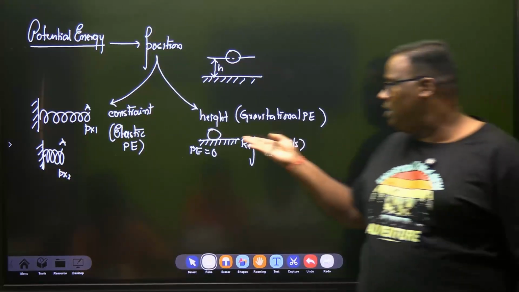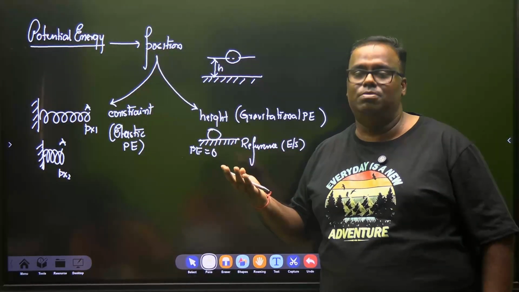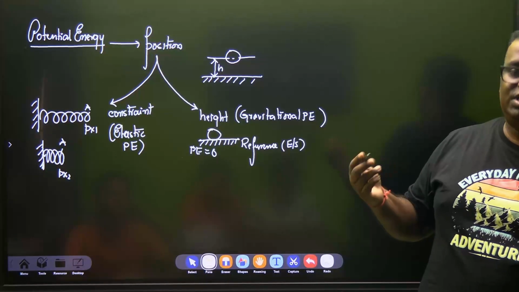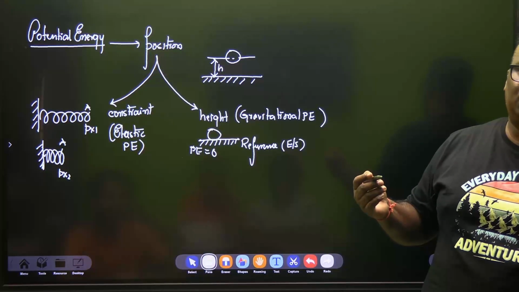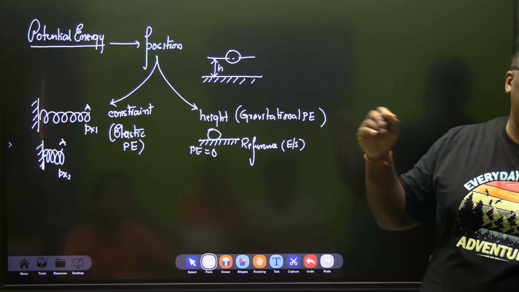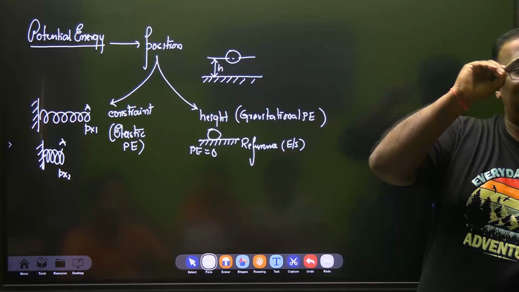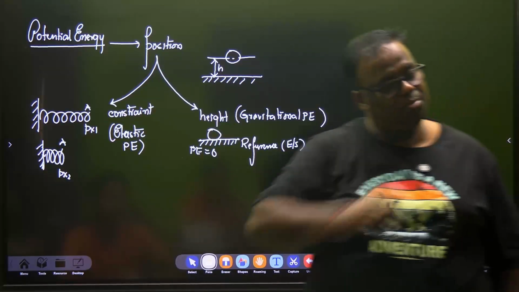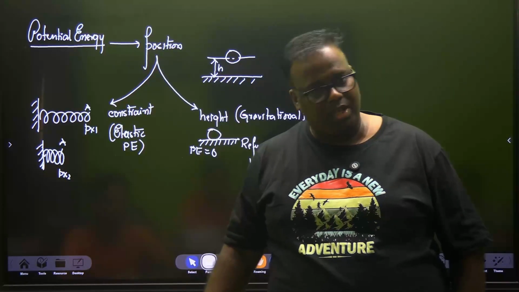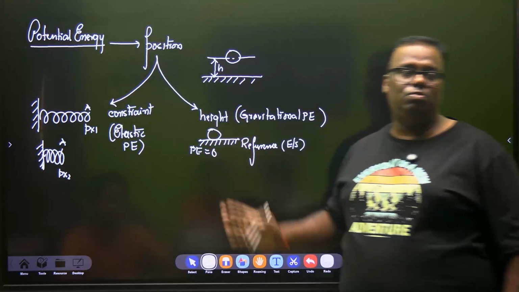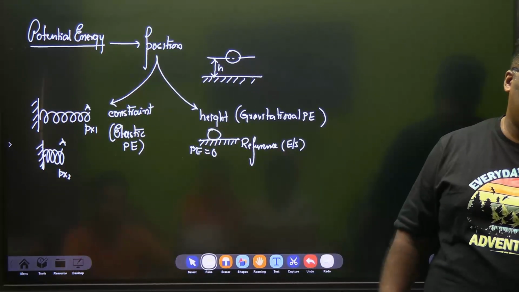The reference we have given is like day, time. What is the year today? 2026. Because 0 was taken to be the common era, or 0 AD, in the year of our Lord. So 0 Anno Domini, we have taken that as the reference. Otherwise, there was time before that also, right? So it's the same thing. PE is 0 assumed when height is 0. When the height is 0, PE is 0.